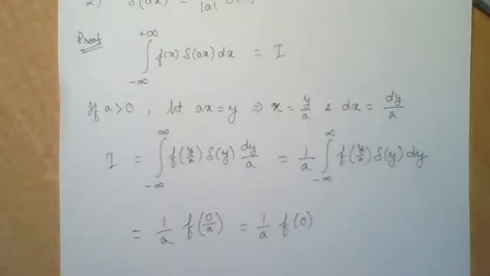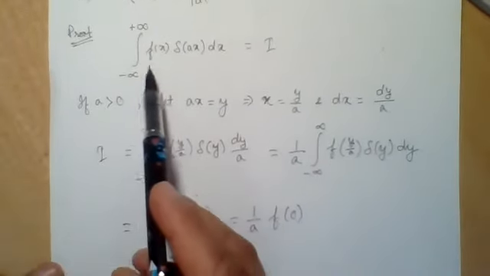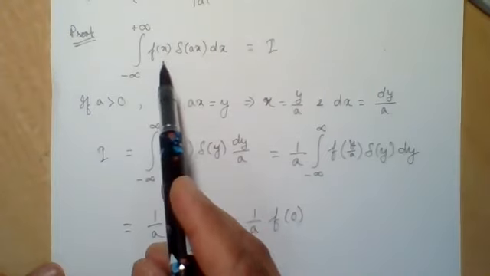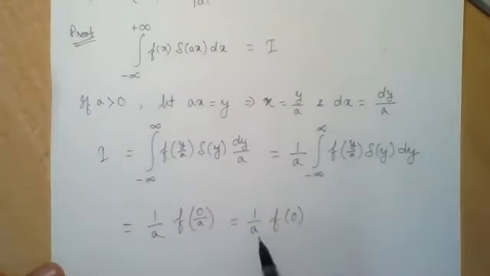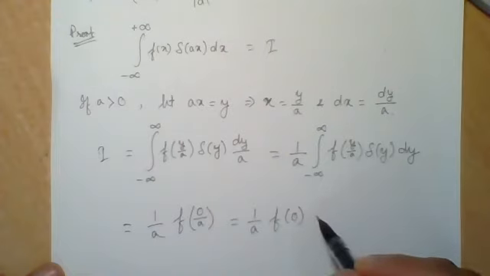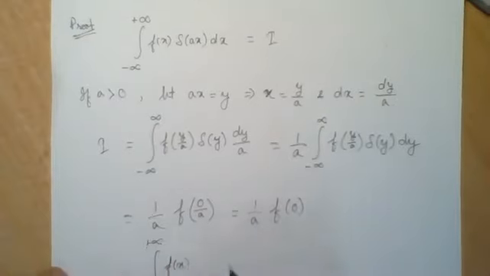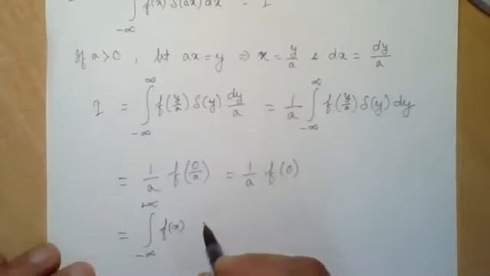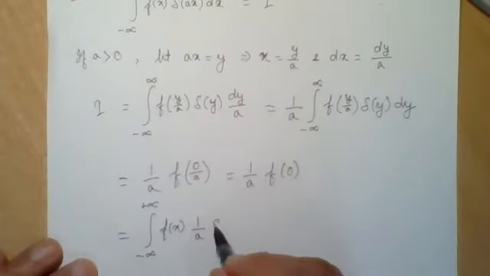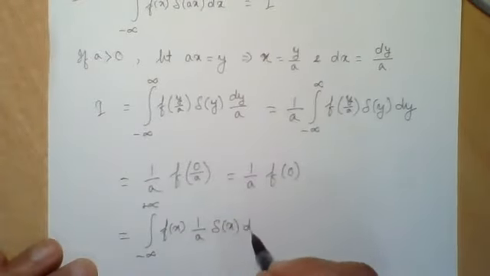So what have we obtained here? We have obtained that the integral of f of x delta of ax dx is equal to 1 by a times f of 0. This is nothing but the integral from minus infinity to plus infinity of f of x times 1 by a delta x dx.